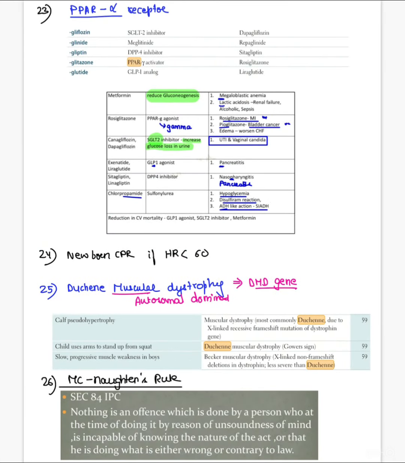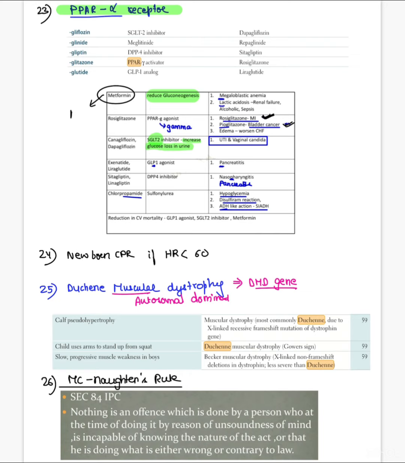Then coming on to the next topic, they ask you about the PPAR alpha receptor, guys. This receptor belongs to the glitazone category of drugs. We have rosiglitazone, but the problem is that it causes MI, hence banned from the market. Then we have pioglitazone, which can worsen CCF. Let's look at some other drugs, guys.